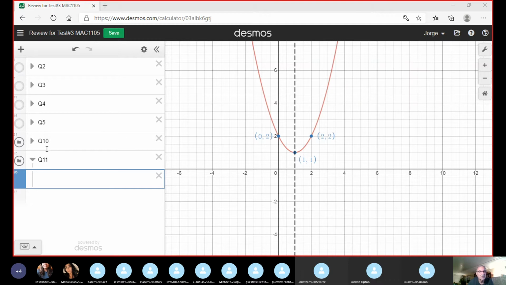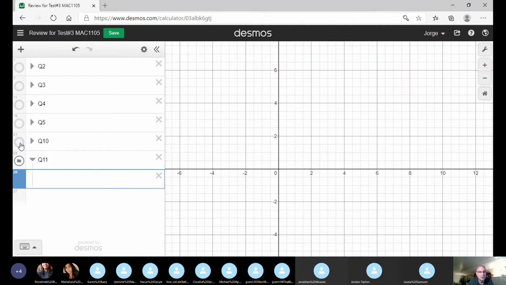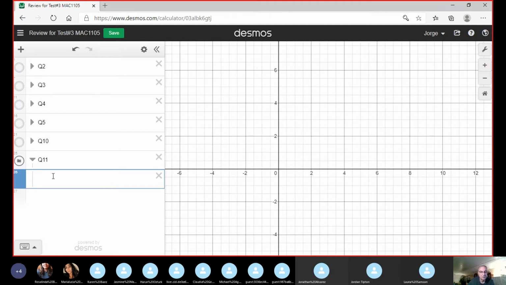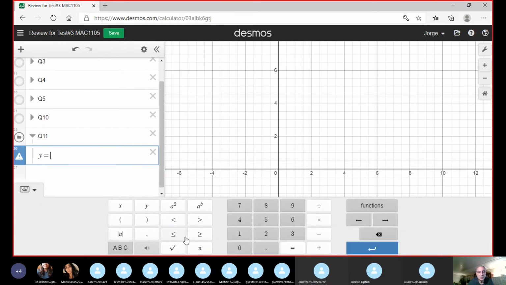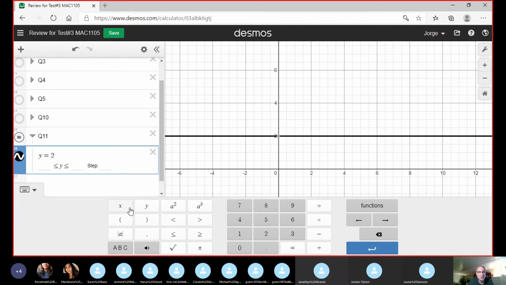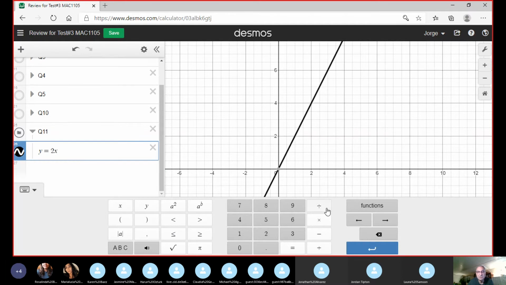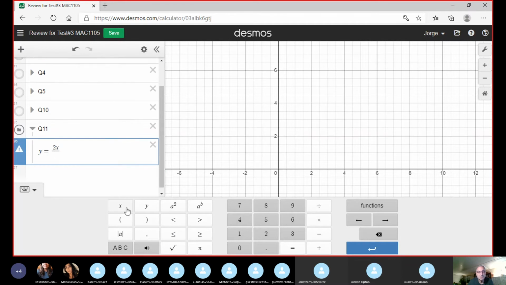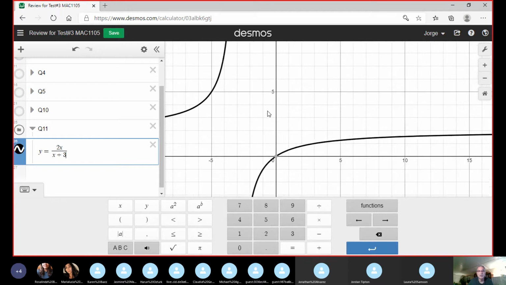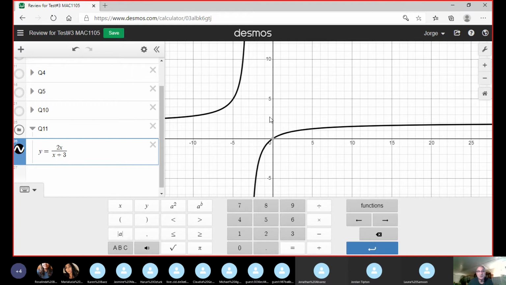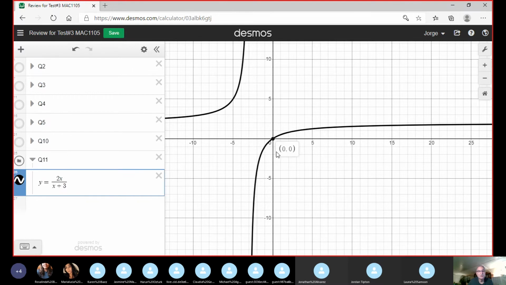Okay, first of all, I want to put in the question 10 function. My focus is y equal to 2x over x plus 3, no? 2x using the keyboard, 2x division x plus 3. Boom! Look at that. And we have the famous point 0,0.